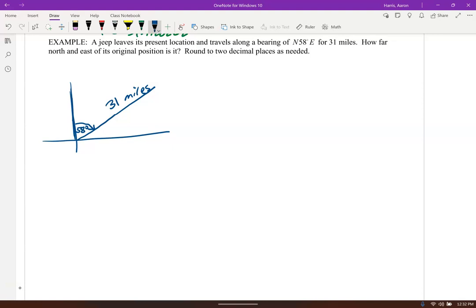So how far north and east, so exactly north and exactly east of the original position is it? In other words, how far east is it? What's x? And how far directly north of the initial starting point is it? That's what we're asking. Or how far north and how far east, same thing, right?